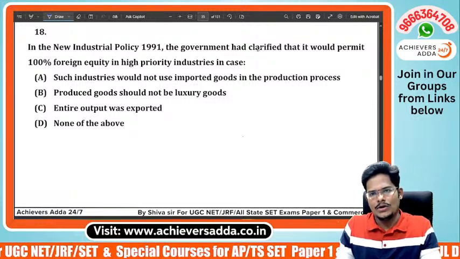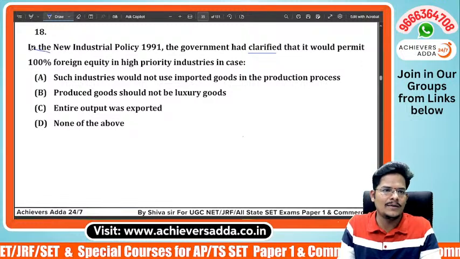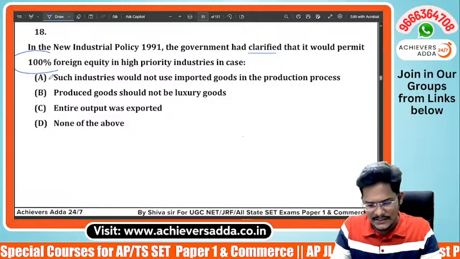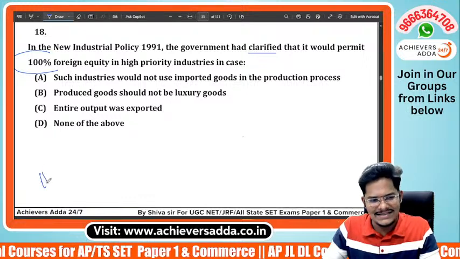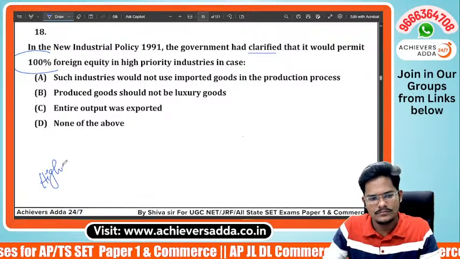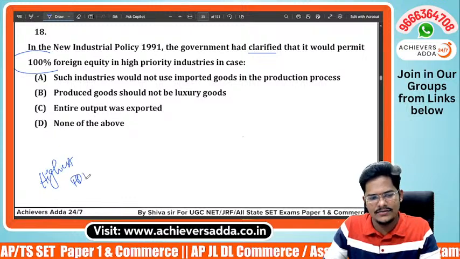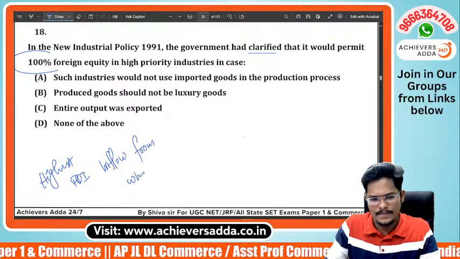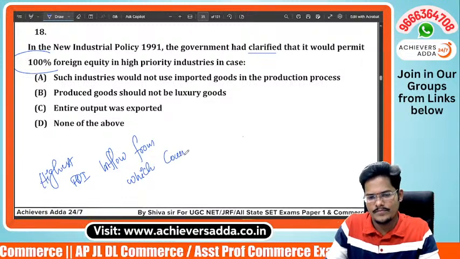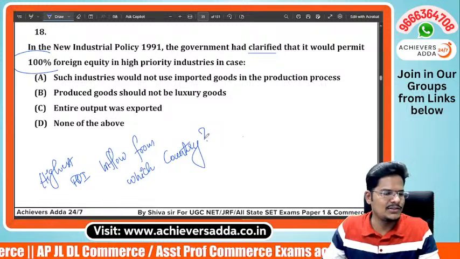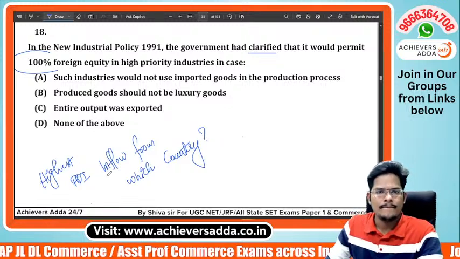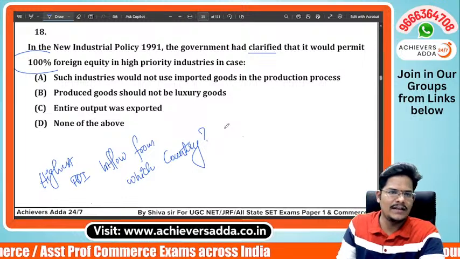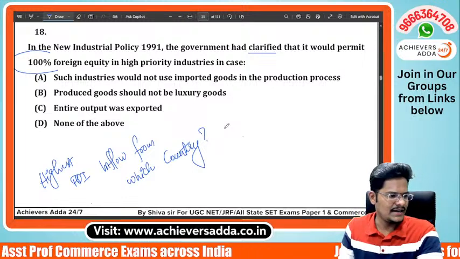In the 1991 industrial policy, the government gave a clarification that it would permit 100% FDI in equity in high priority industries. In this question, I wanted to tell one more thing. Highest foreign direct investment inflow is from which country? So that is the answer to this question. And in which industry is India going to allow FDI as per the 1991 policy?